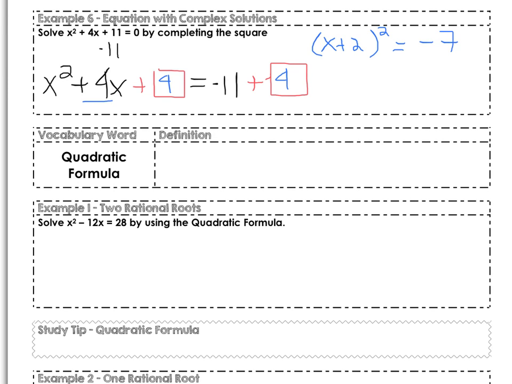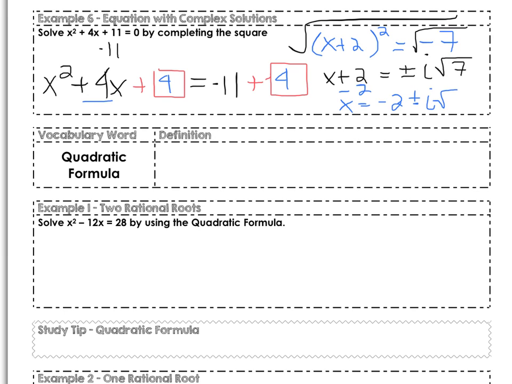So now I'm going to take the square root of both sides, and I get x plus 2 is equal to the positive or negative. Well, think about it. The square root of negative 7. The square root of a negative means I can pull out an i, and I can't simplify the 7. So last thing I need to do is subtract 2, and we get x is equal to negative 2 plus or minus i radical 7. Well, look at that. We just got an imaginary answer. Factoring couldn't do that, could it? It only produces rational answers.